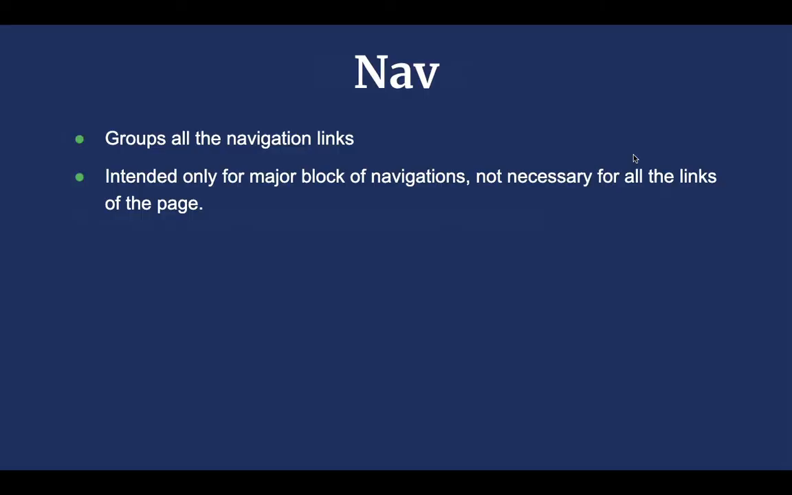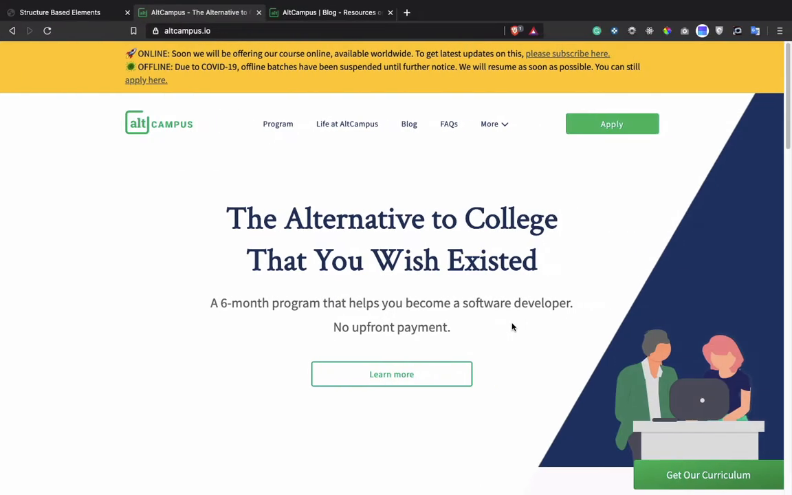Next, we have nav. The purpose of the nav element is to group all the navigational links. For example, menu, table of contents, and indexes. The nav element is intended only for the major block of navigation. It is not necessary that all the navigational links inside a page will come inside the nav element. Most commonly, it wraps the links that take to other pages within the same website or other parts of the web page. So let's have a look at nav also here.